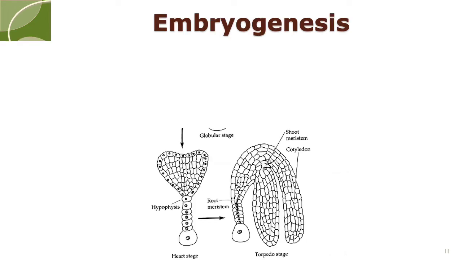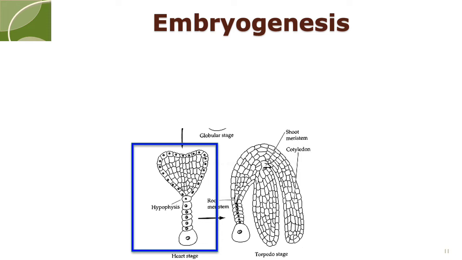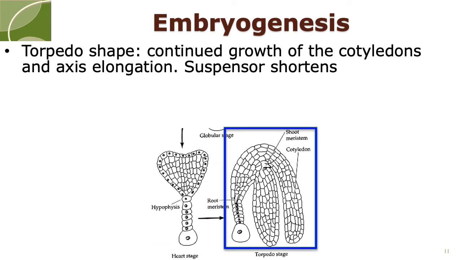So here we have the heart stage that we just looked at, and this heart stage progresses to form the torpedo stage. In the torpedo stage, there's continuous growth of the cotyledons and there is axis elongation of that embryo. But when we look at that suspensor region, it actually becomes a lot shorter.